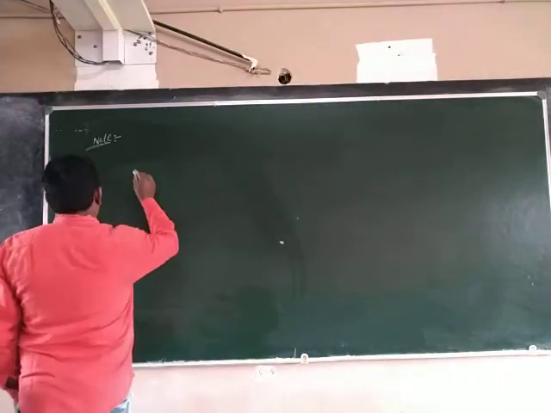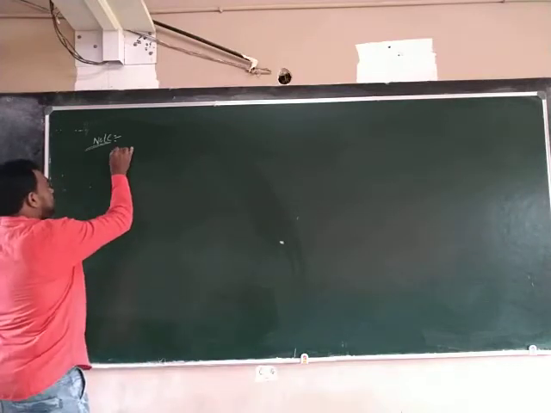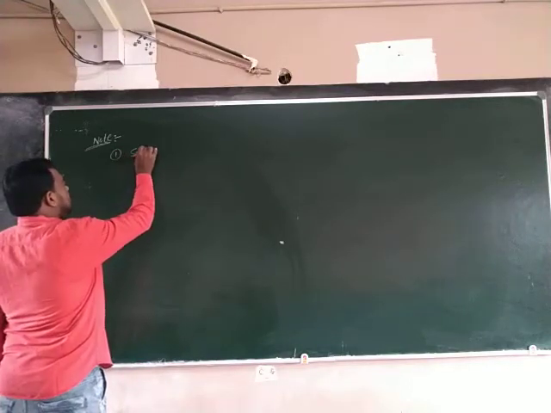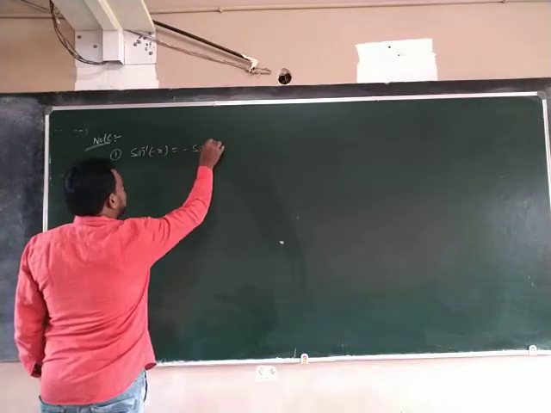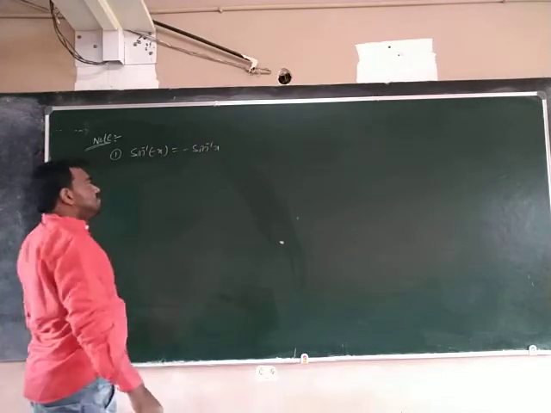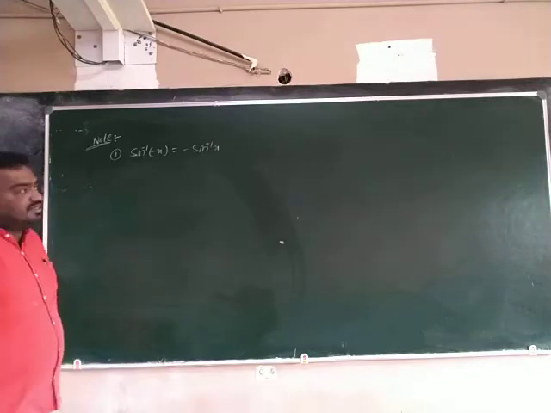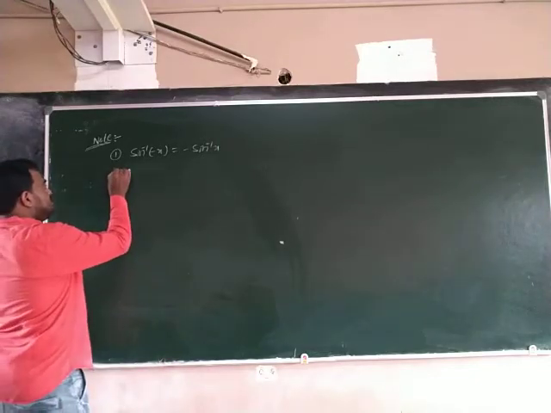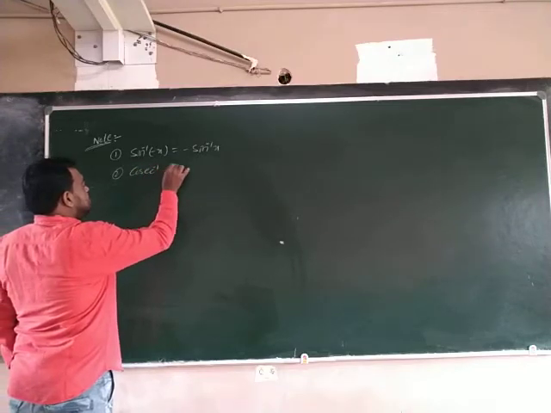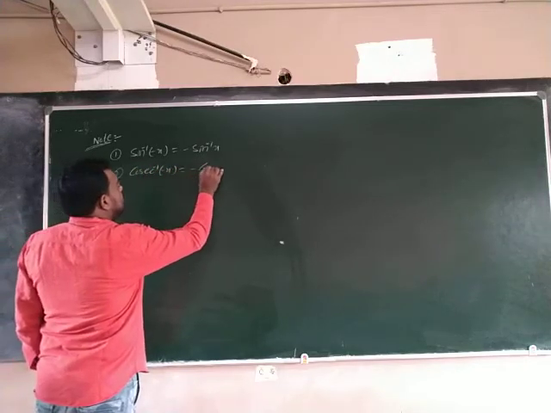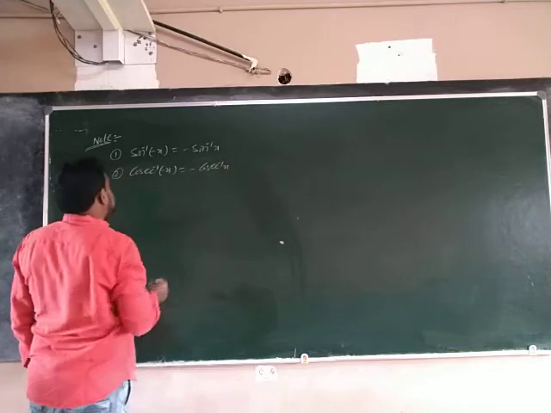So first one, sine inverse of minus x is equal to minus sine inverse of x. Second one, cosecant inverse of minus x is equal to minus cosecant inverse of x.